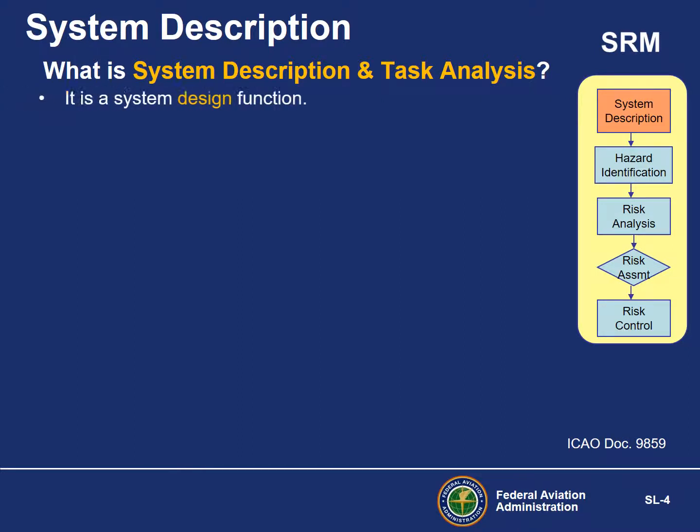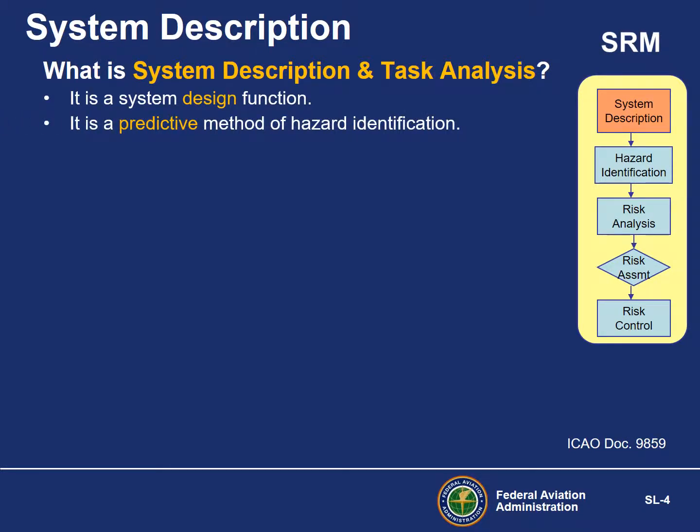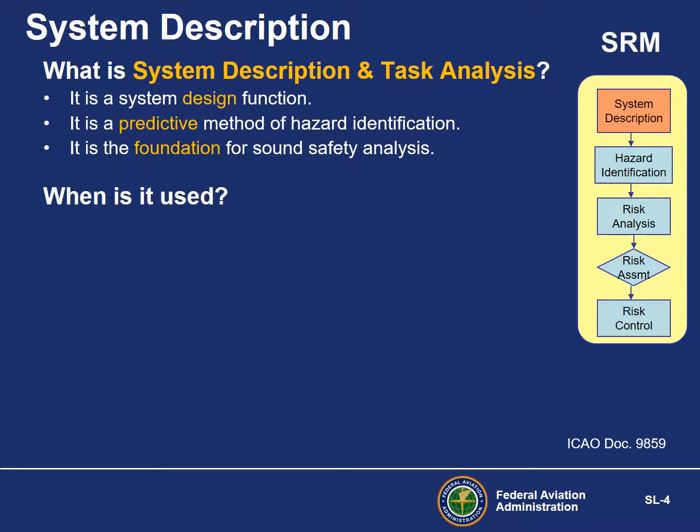What is system description and task analysis? It is a design function involving the whole organization. It is a predictive method of hazard identification. When the dots do not connect, there is probably a hazard lurking there. Design it out. It is the foundation for a sound safety analysis. If you don't know who's on the team and what position they play, how can you expect to accomplish the goal?